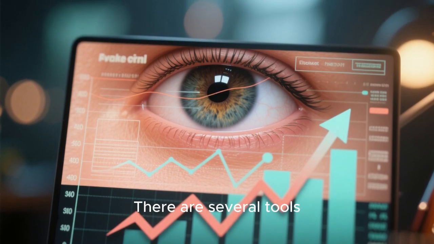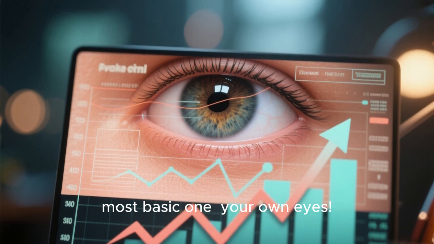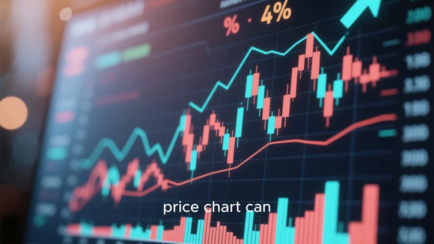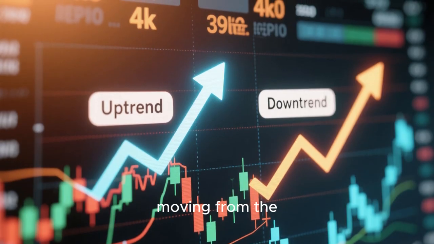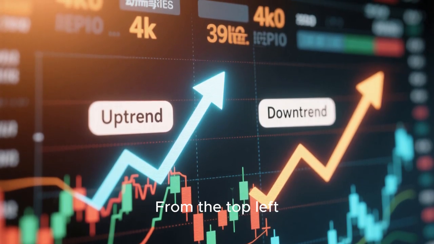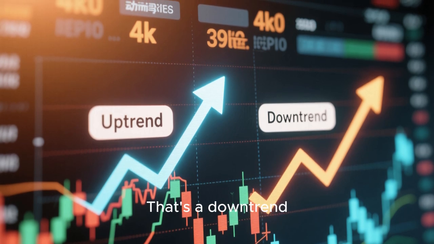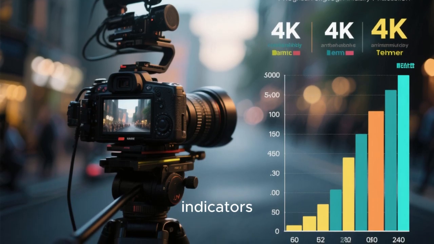There are several tools, but let's start with the most basic one: your own eyes. Simply looking at a price chart can often tell you the general direction. Is the price chart moving from the bottom left to the top right? That's likely an uptrend. From the top left to the bottom right, that's a downtrend. But to be more precise, we use technical indicators.